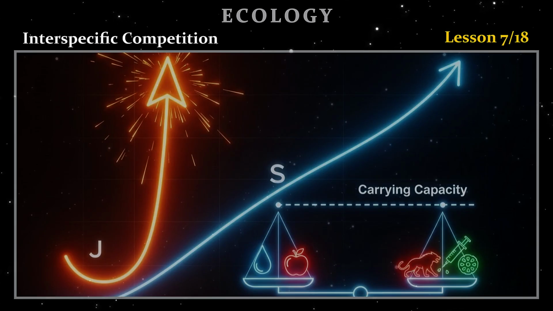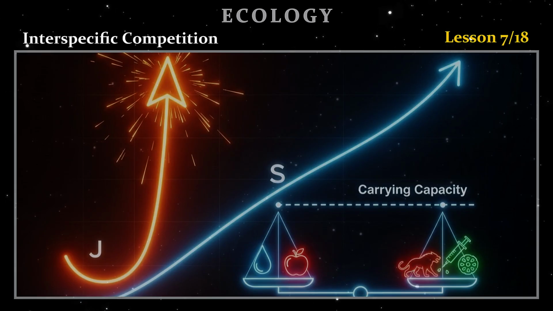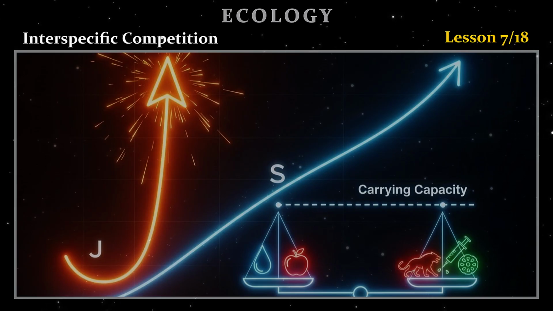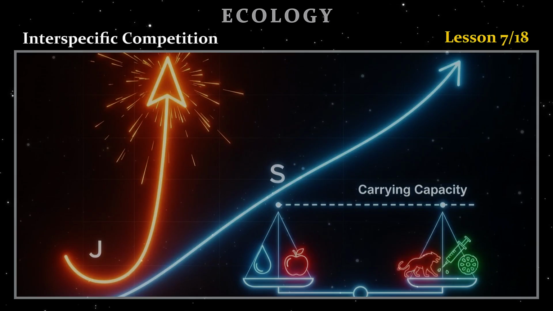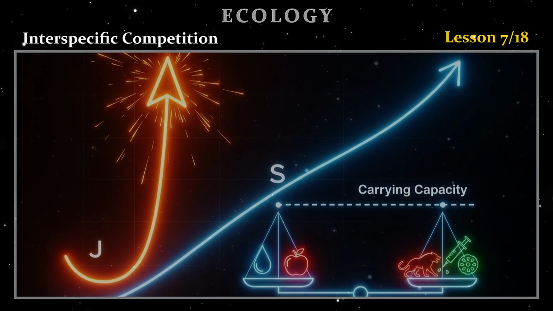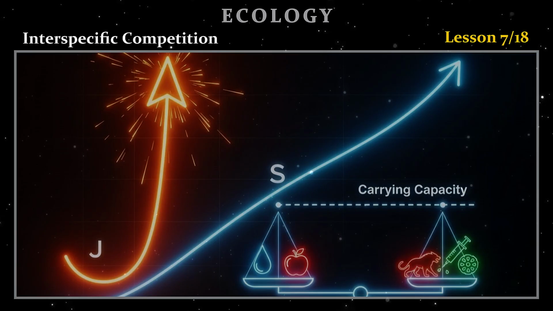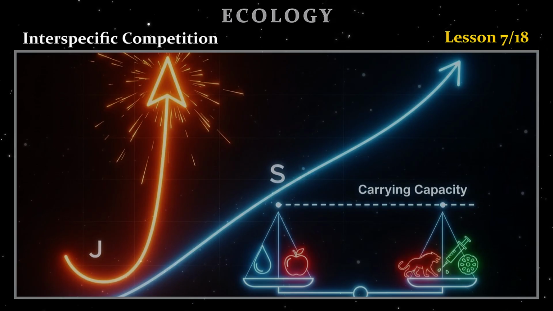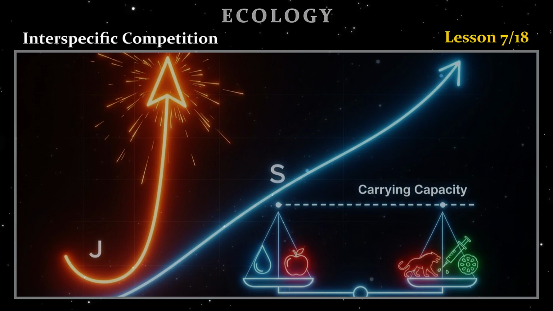If the population is below K, it grows. If it is above K, individuals starve and the population shrinks. The graph for this model looks like an S, rising quickly and then leveling off. This is the S-shaped curve. It represents the balance between the biological drive to reproduce and the environmental reality of scarcity.